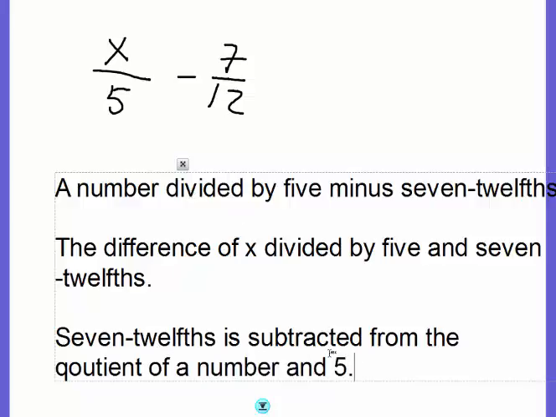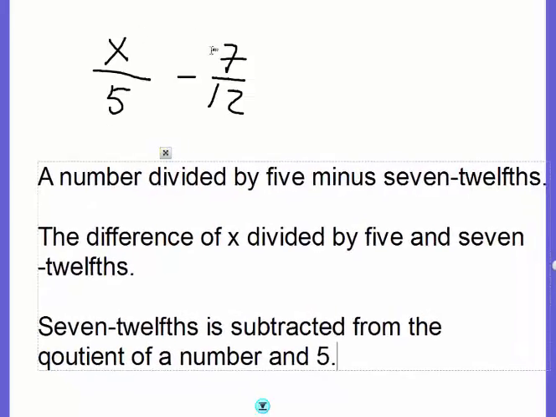I think the last one's the trickiest because it says that 7/12 is subtracted, so we know that you're taking 7/12 away from something. But a lot of kids always forget that the quotient is the answer to a division problem. So 7/12 is subtracted from the quotient of a number and 5, aka x divided by 5. Okay. So then again, here's 3 different ways that you can turn this expression into some words.